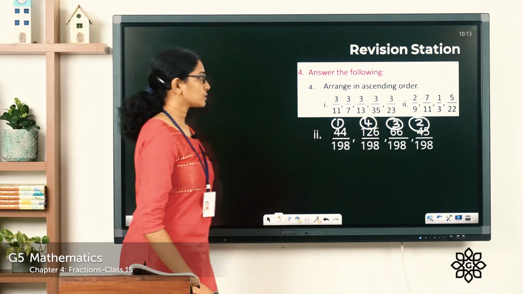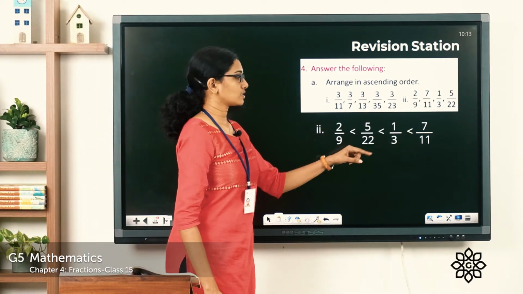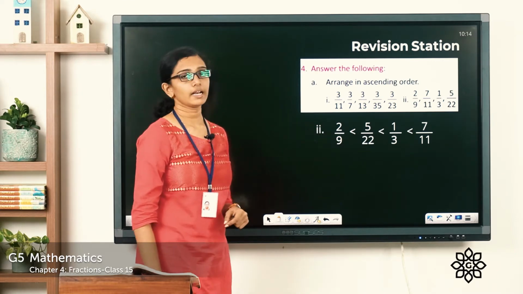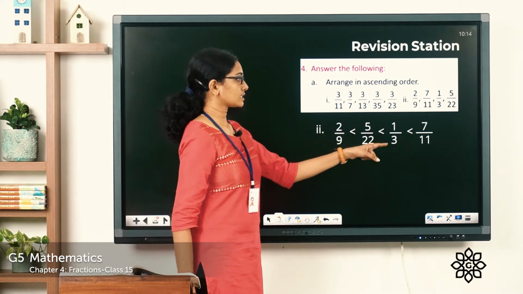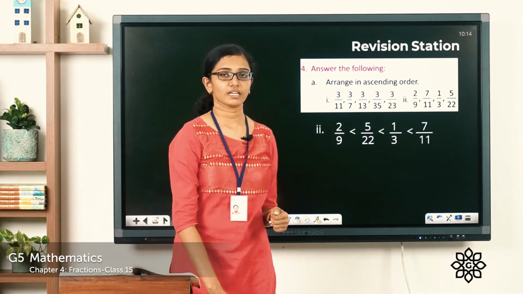Let's check the corresponding unlike fractions and arrange them in ascending order. So the correct arrangement will be 2 by 9 less than 5 by 22 less than 1 by 3 less than 7 by 11. Clear?